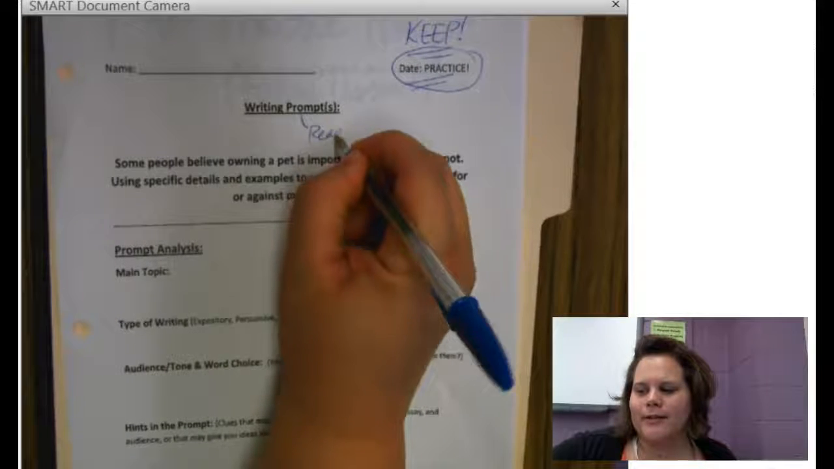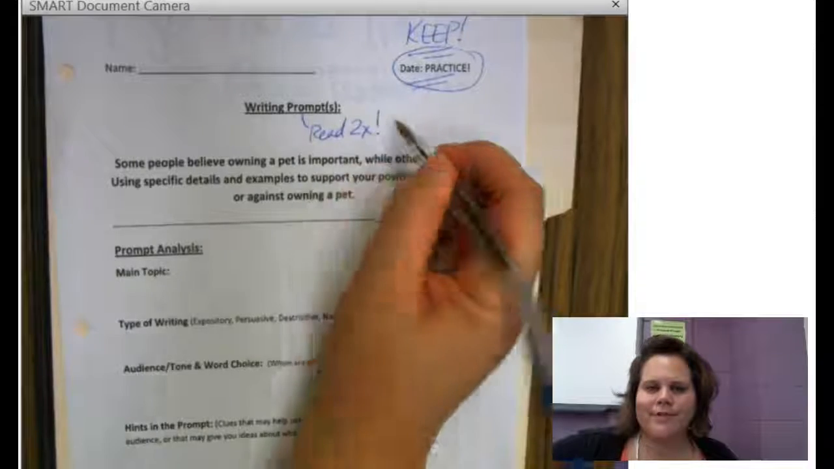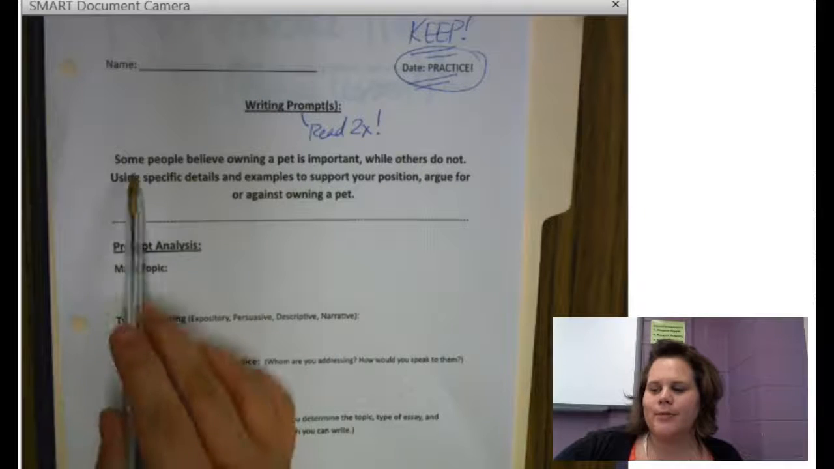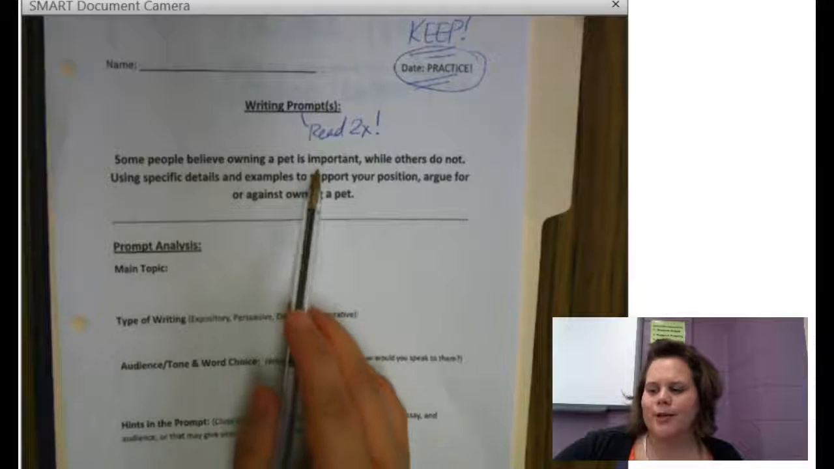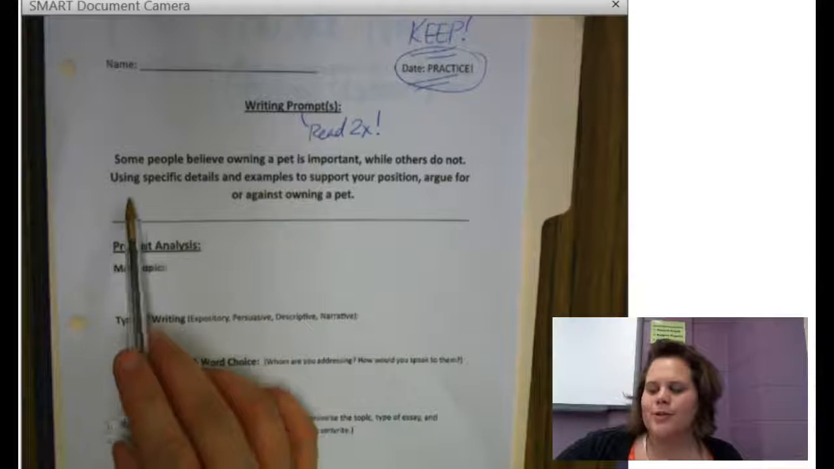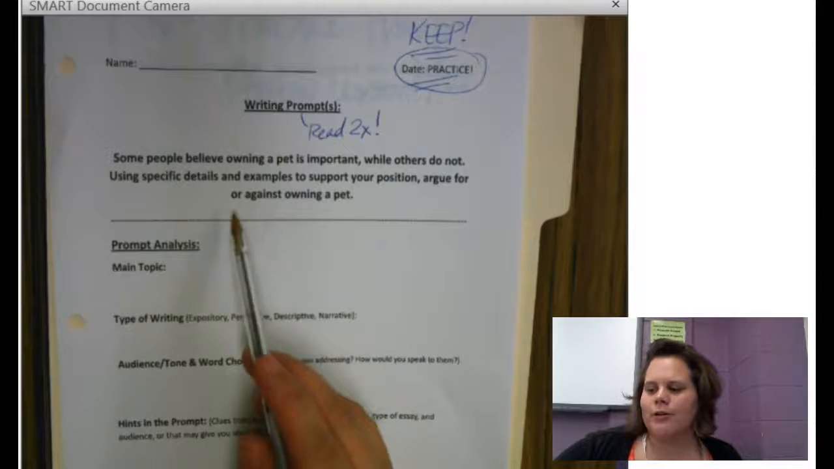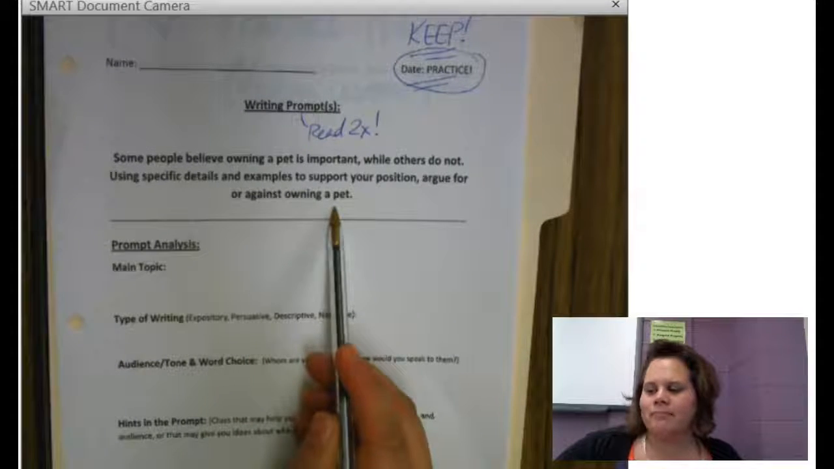Okay, so the first thing we should do is read this prompt, and we're going to read it at least 2 times. They're kind of meant to be tricky, so don't be tricked. Read it at least 2 times. So here we go. Some people believe owning a pet is important, while others do not. Using specific details and examples to support your position, argue for or against owning a pet.